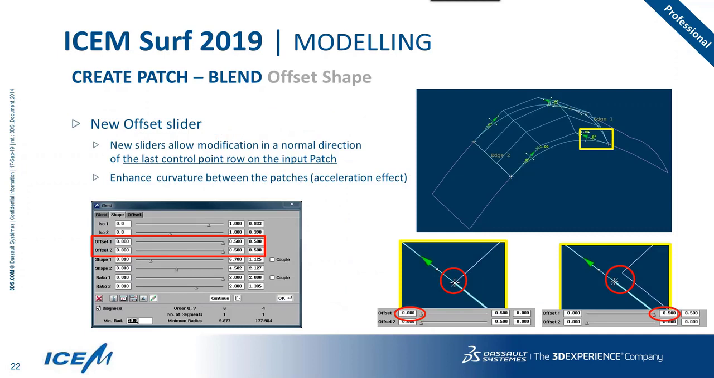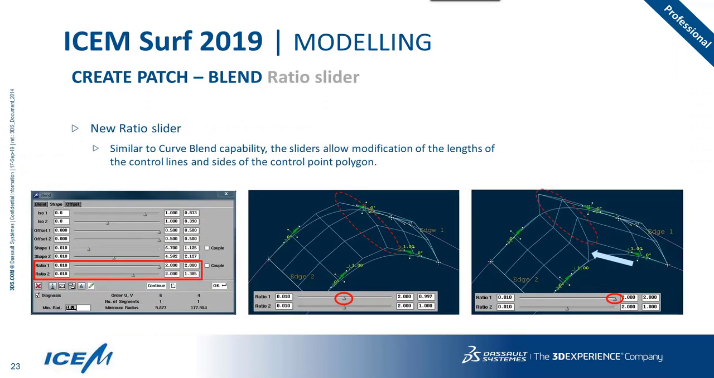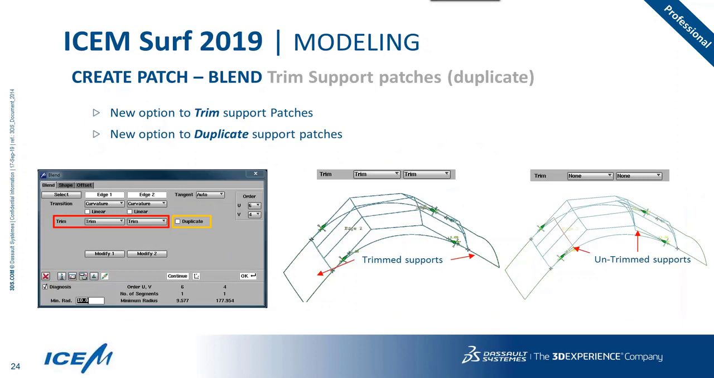Another change to the blend command is we've added under the shape tab the offset, again, just like curve blend. So what offset does is it takes from your base patches the first control point row and offsets it downwards or upwards according to the slider to give you a little bit of acceleration, a little bit of run in. I've got a video that'll show you that in a moment. We've also added the ratio sliders, which work in the same way as curve blend. So it allows you to dynamically, just through sliders, change the shape of your blend surface. We've also included the trim function with duplicate. So once again, if you don't want to lose your original surfaces, tick on duplicate and it'll make a copy for you.